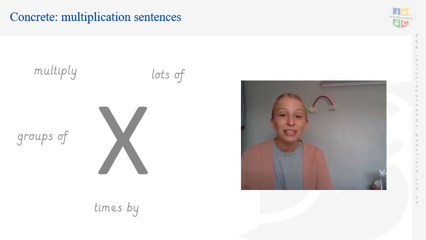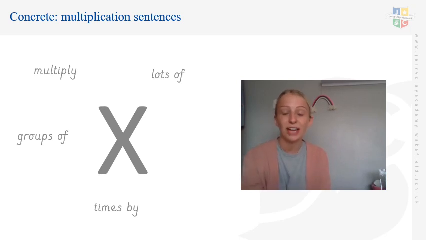Brilliant! So today we are going to continue our work on multiplication, but today focusing specifically on the 5 times table. So we're going to see this symbol a lot today, but this time we're going to be multiplying in groups of 5. So whenever we see our symbol today, let's make our symbol. We need to be saying multiply, lots of, groups of, or times by. Ready to say it together? Multiply, lots of, groups of, times by.